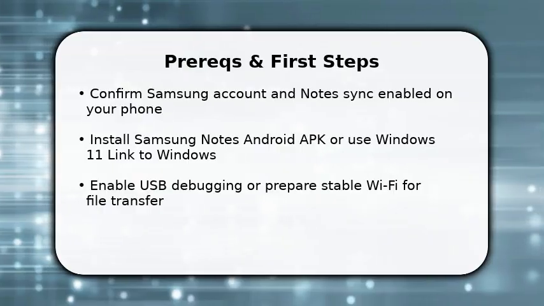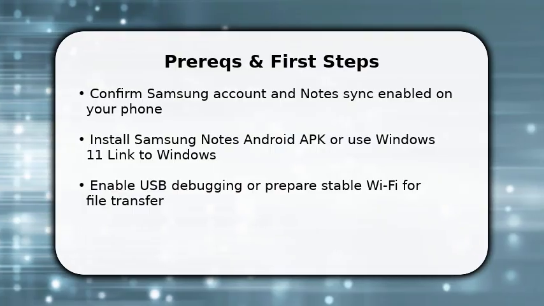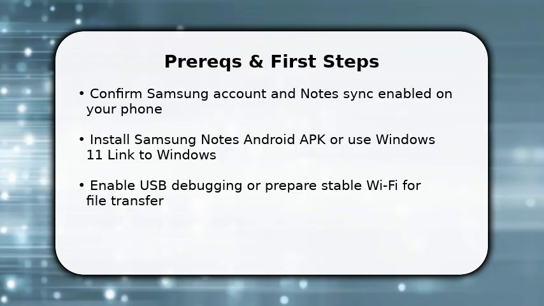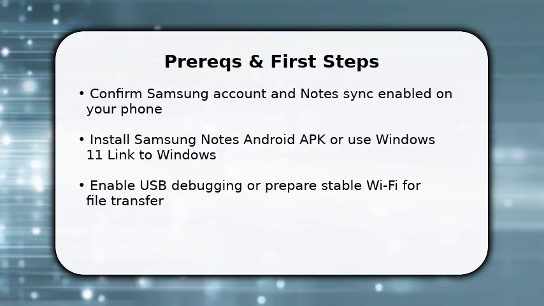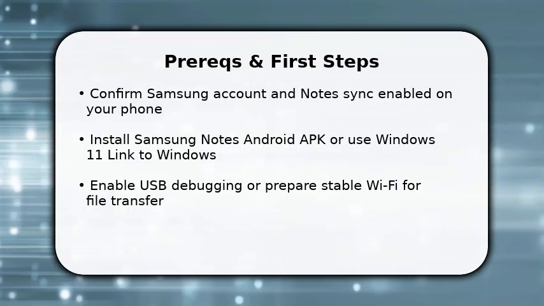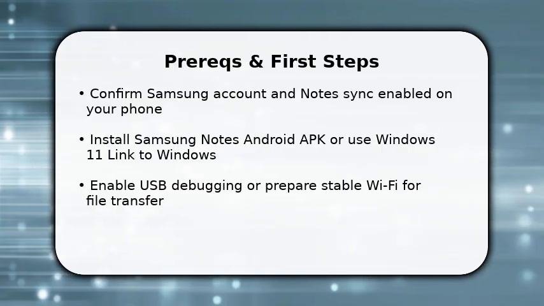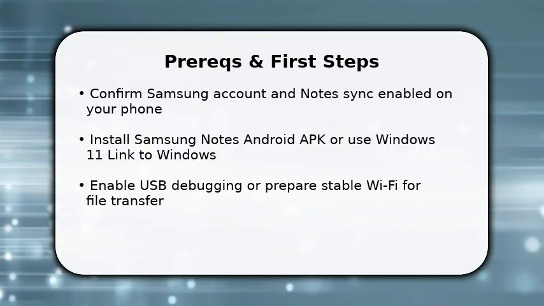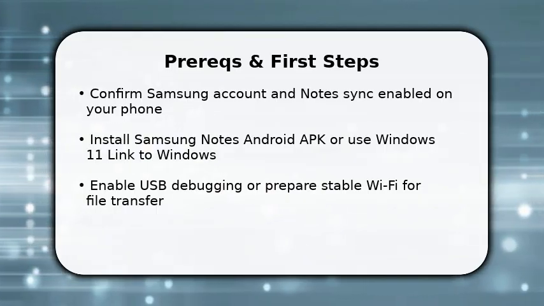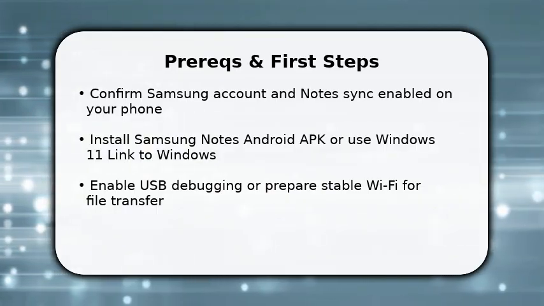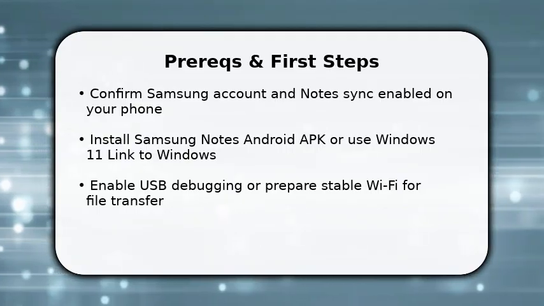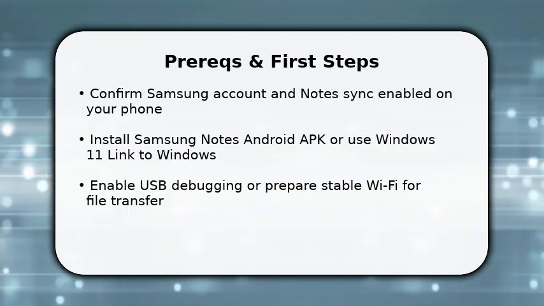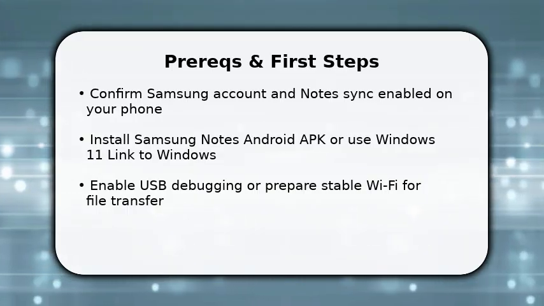You start by preparing both devices. Sign into your Samsung account and turn on Samsung Notes Sync on the phone so notes are backed up. Once done, choose whether you'll run the Android app on PC via an APK or use Link to Windows/Phone Link. I recommend APK only if Link is unavailable. Make sure USB debugging is active or phone and PC share a stable Wi-Fi. This ensures direct access to your note data and avoids sync conflicts later.